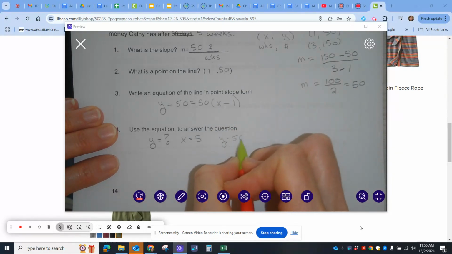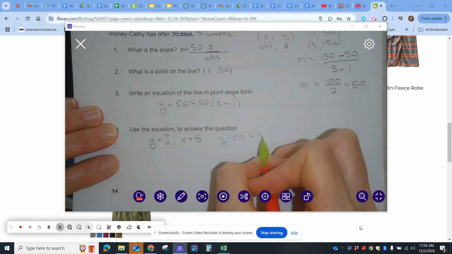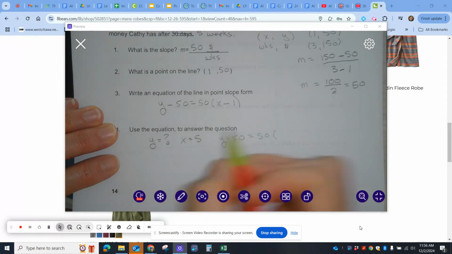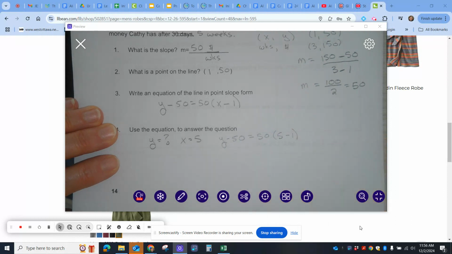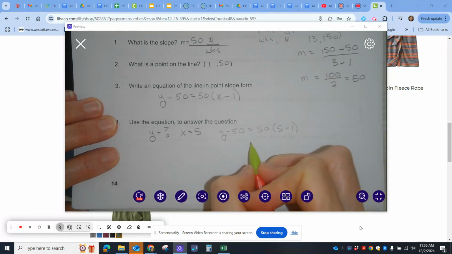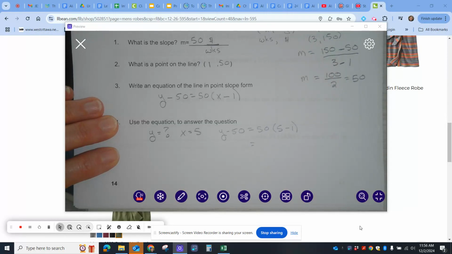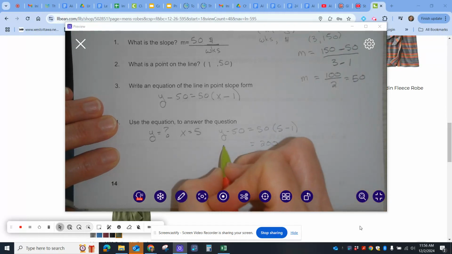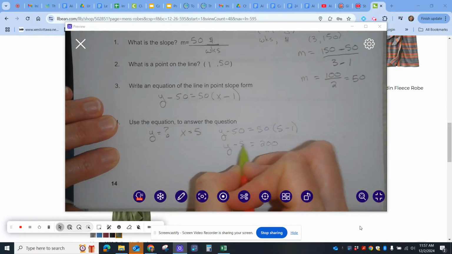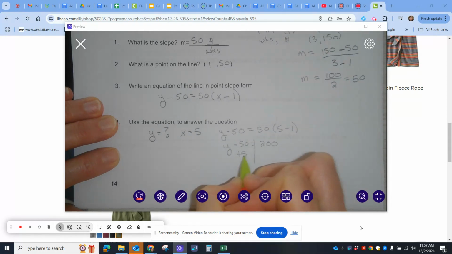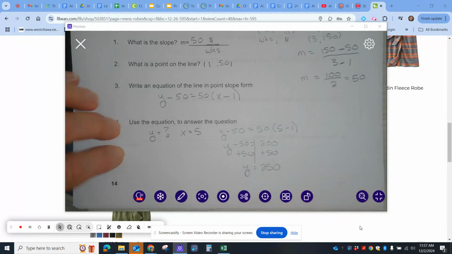So I'm going to have Y minus 50 equals M. X I know, it's 5. 5 minus 1. Okay, then we just need to simplify this. 5 minus 1 is 4. 50 times 4. Hopefully you can do that in your head. That's like 50 cents 4 times. Right, that is 200 or $2. And Y minus 50, add 50 to both sides. Y equals 250.